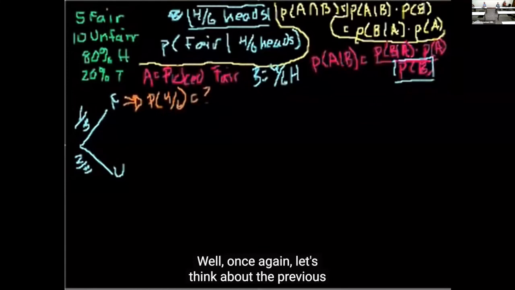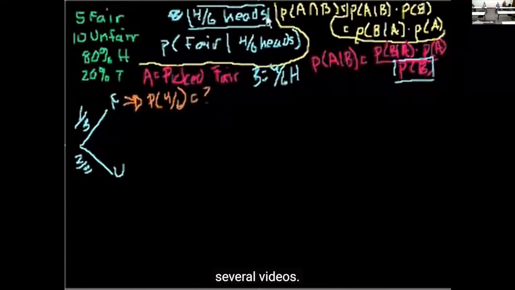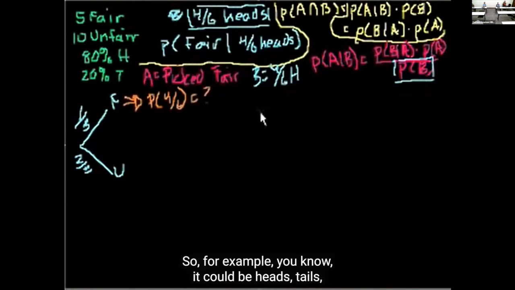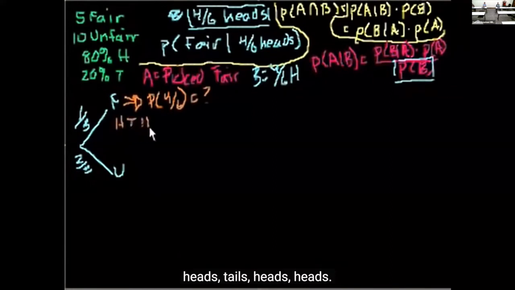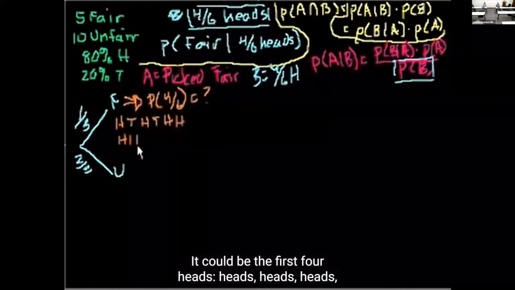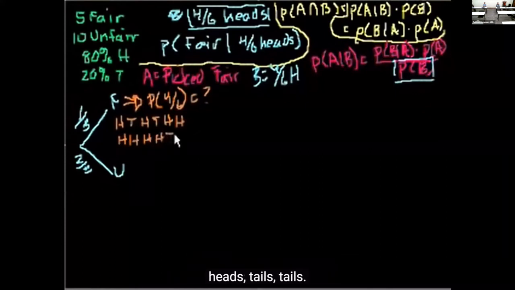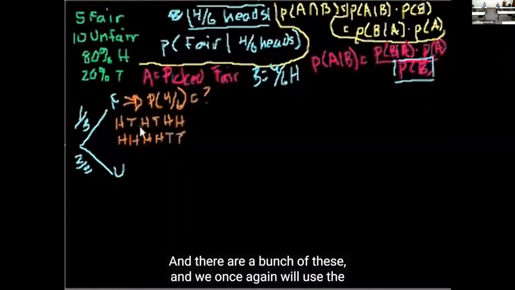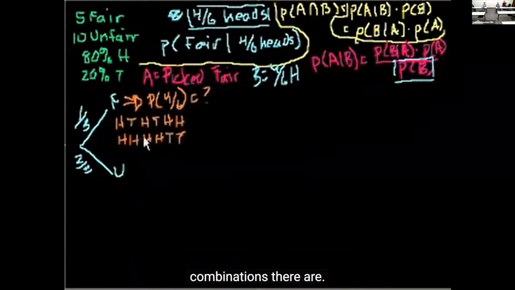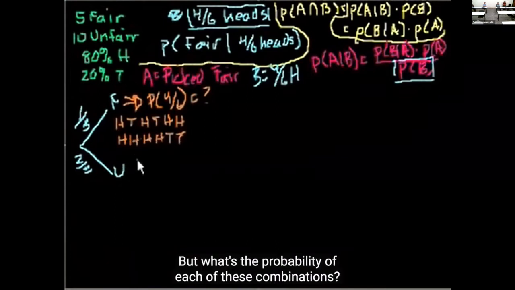Well, once again, let's think about the previous several videos. What's the probability of getting any one particular combination of 4 out of 6 heads? So, for example, it could be heads, tails, heads, tails, heads, heads. It could be the first 4 heads, heads, heads, heads, heads, tails, tails. And there are a bunch of these, and once again we'll use the binomial coefficient, or our knowledge of combinations, to figure out how many different combinations there are.